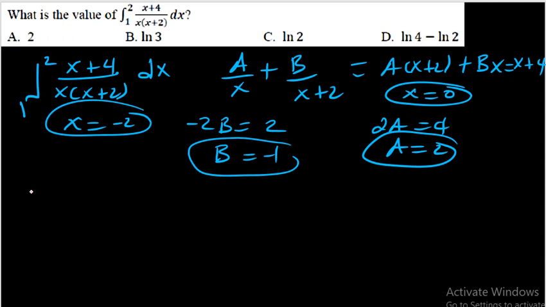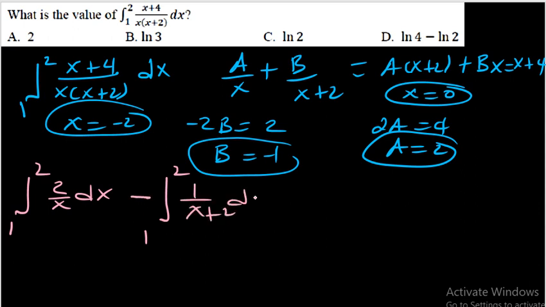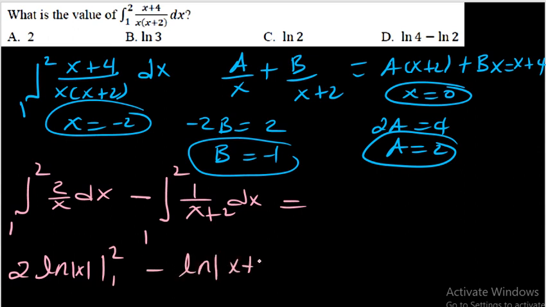Therefore, this integral will be from 1 to 2, the a value is 2, so 2 over x dx, plus the integral, again from 1 to 2, of the second part, negative 1 over x + 2 dx. This is equal to 2 times ln of x from 1 to 2, minus ln of x + 2, again from 1 to 2. The evaluation is the same.